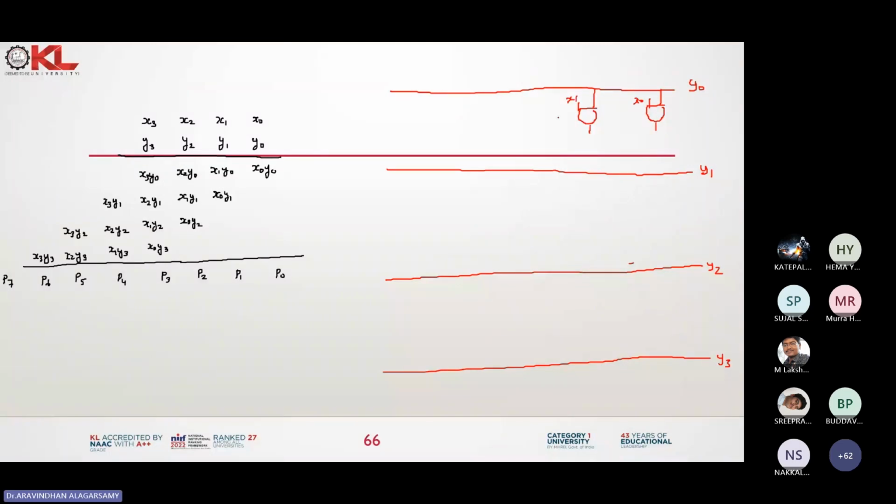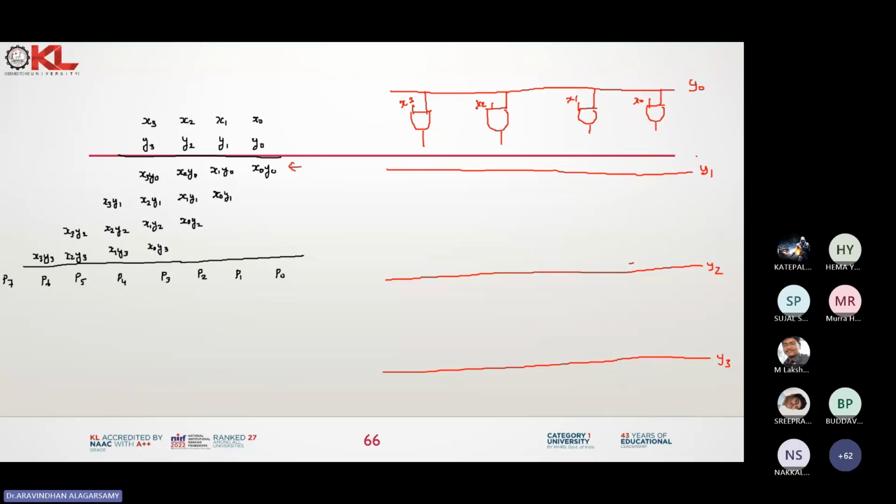Ma, are you getting my point, what I'm doing? Then x2, y0. Here, you check the logic. Can you check it? x2. Then I have one more AND gate, that is y0 with x3. Any doubts on this? Yes, sir.